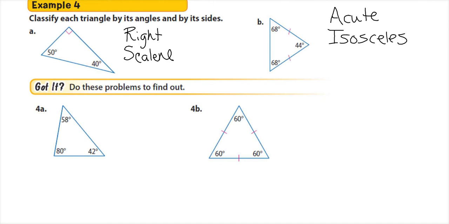All right, let's go ahead and take a look. We have no angles the same, and they are all less than 90 degrees, so it's going to make it acute. And since none of the sides are the same, that's going to be scalene. So this is acute scalene. Now 4B, everything is exactly the same, so that means it's going to be acute because they're all less than 90.